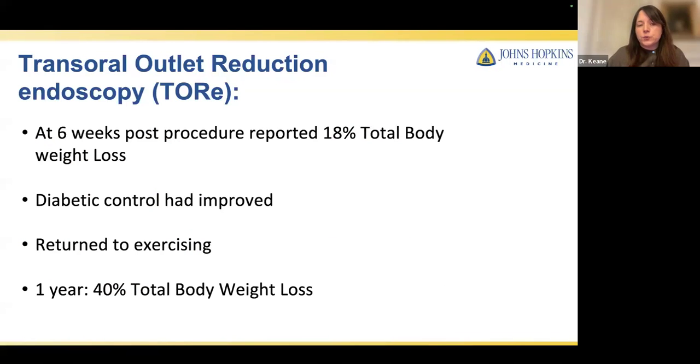So how did this patient do? Well, he did brilliantly. At 6 weeks, he'd reported 18% total body weight loss. He really was one of our success stories. It's not for everyone, the average weight loss is more like 9 to 10%. But I always say to patients, this is the procedure with the biggest arms. Some people can lose an awful lot more, and he was one of them. His diabetic control had improved significantly. That's no surprise. He'd returned to exercising, and I've just seen him in clinic 1 year later, and he's now lost 40% of his total body weight, and he's doing really, really well.